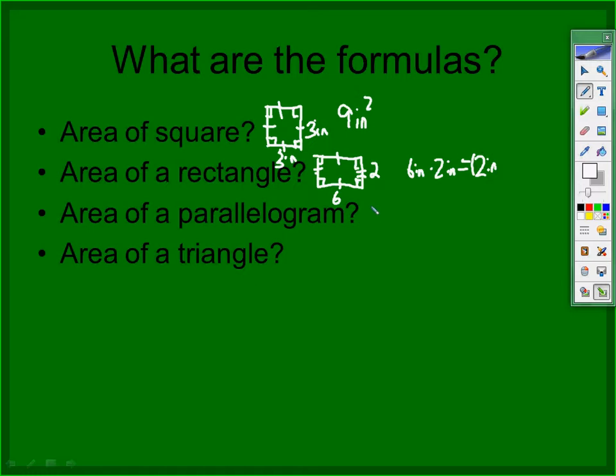The area of all parallelograms in general would be base times height, and it's important to remember that base and height must be perpendicular. Area of a triangle is base times height divided by 2, because a triangle is half of a parallelogram, or I could do base divided by 2 times height. Either way.